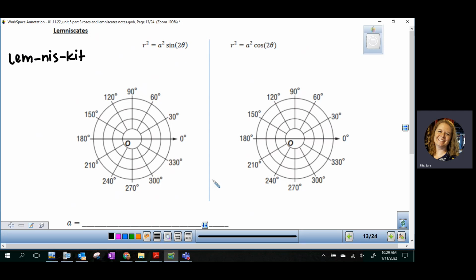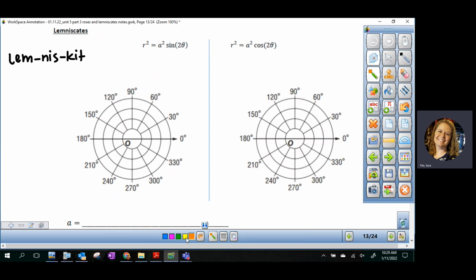How do you think we'll identify those as lemniscates? I think somebody started to say it. The R is squared, right? That's different. All the other equations are R equals. This is R squared equals.